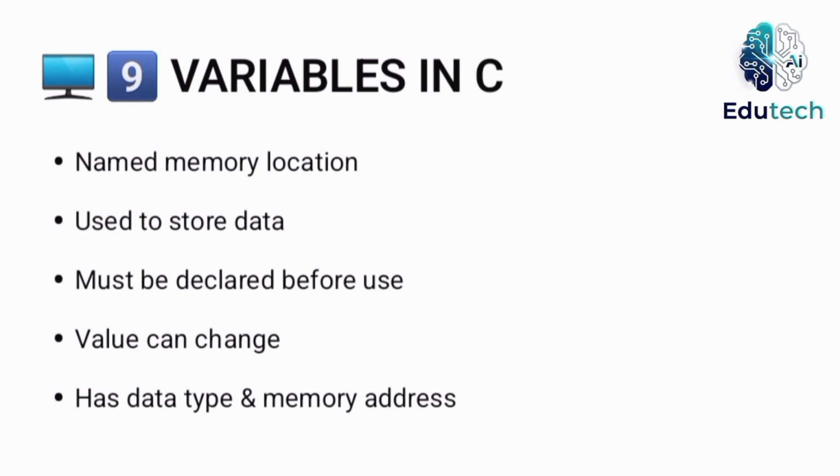the name age. The value stored in a variable can change during program execution, which is why it is called a variable. Variables help in storing input data, performing calculations, and displaying output results. Proper declaration and initialization of variables are important for avoiding errors in the program.